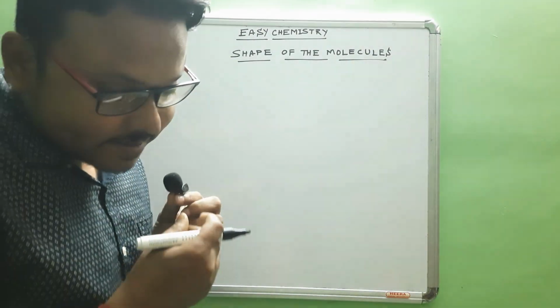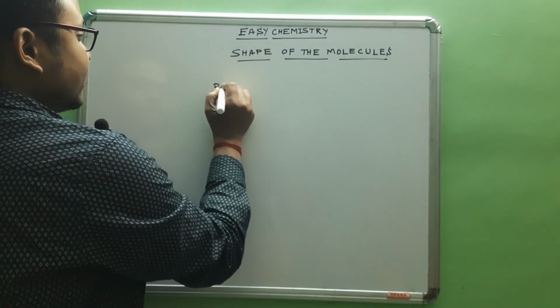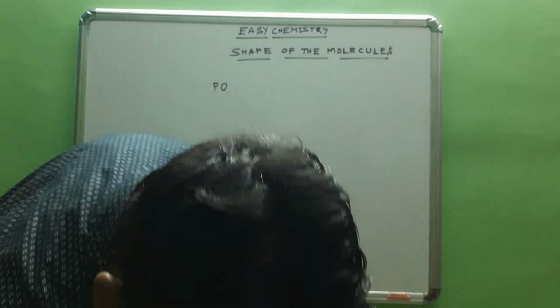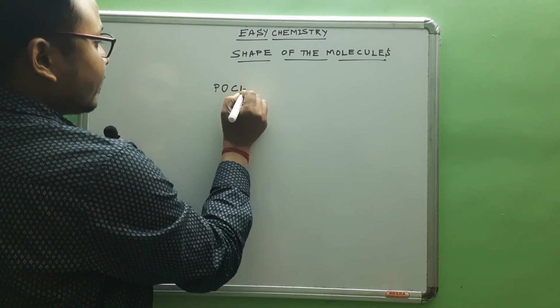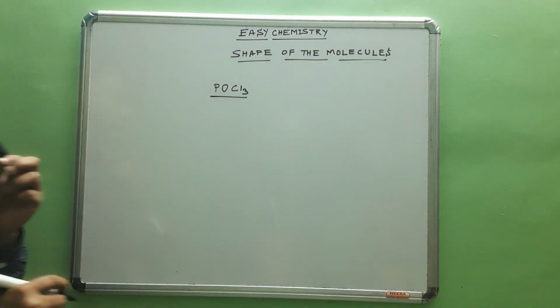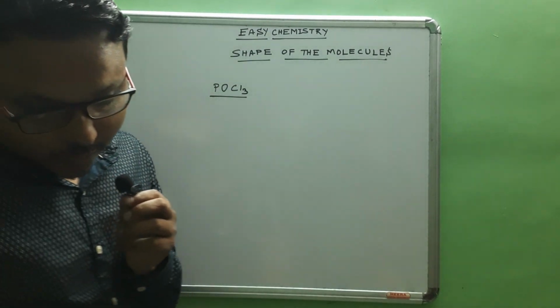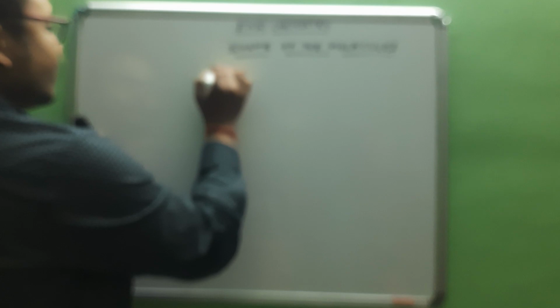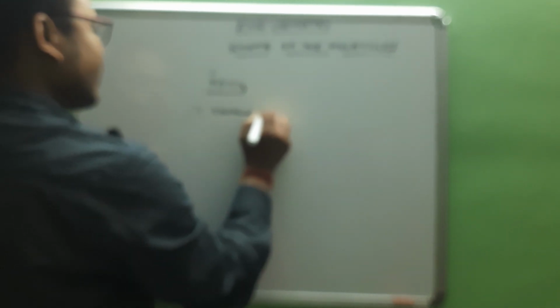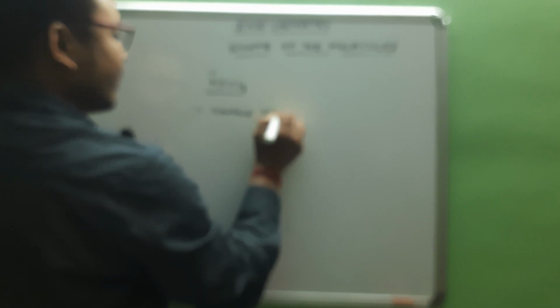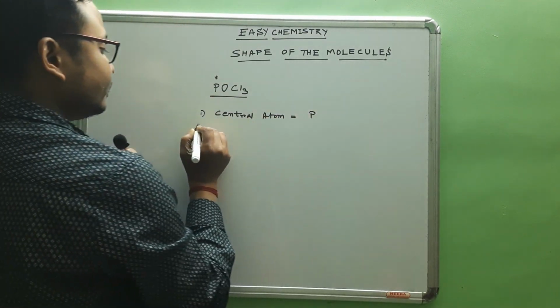So let's start with an example. POCl3. What will be the shape of POCl3, phosphorus oxychloride? What will be the hybridization of phosphorus? Here P is the central atom. So number one, first choose the central atom. What is the central atom? The central atom is phosphorus.